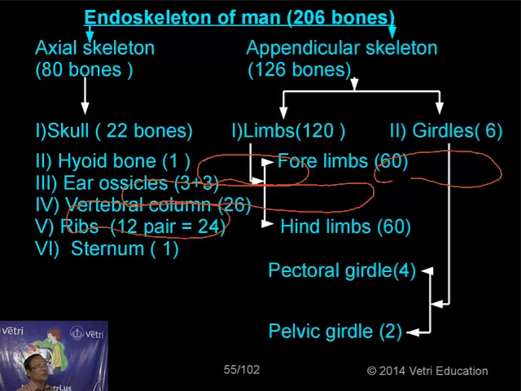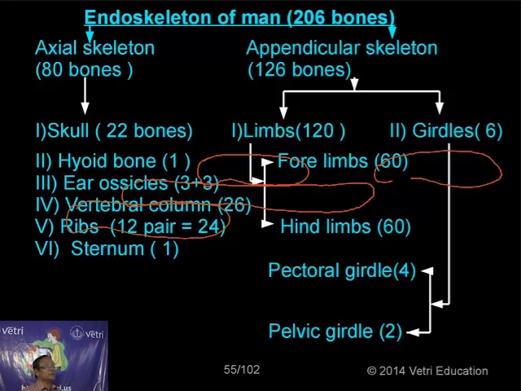And also in the ear region, the middle ear, we have the ear ossicles, a chain of 3 bones responsible for the conduction of vibrations from the vibrating tympanum towards the internal ear, the oval window. So anyway, it is formed of 22 skull bones, hyoid bone 1, ear ossicles 6, the vertebral column 26, the ribs 24, and then sternum 1.